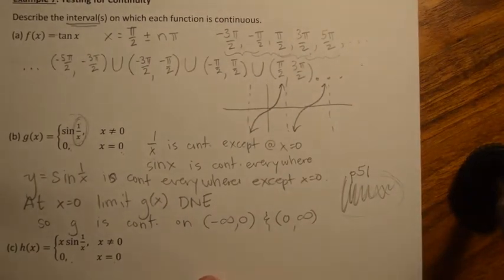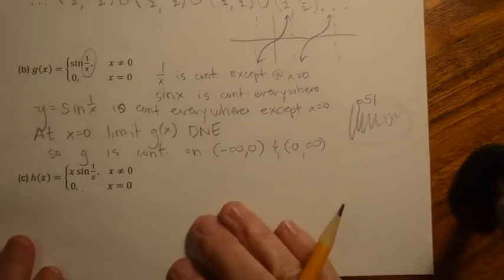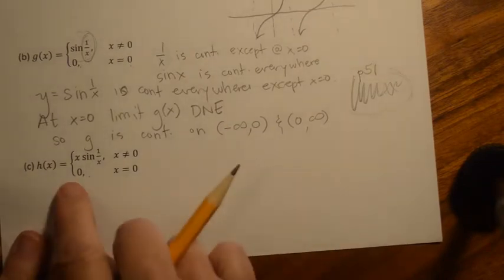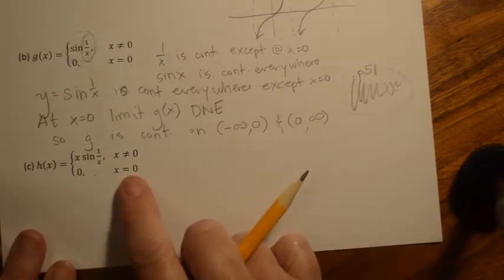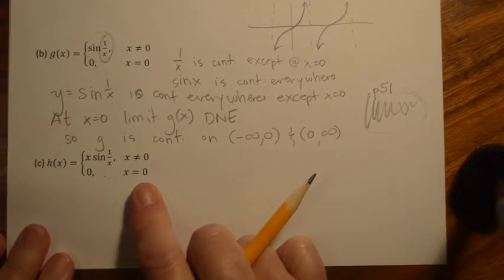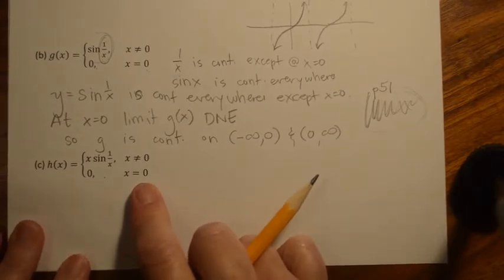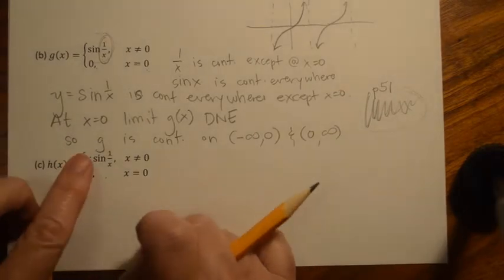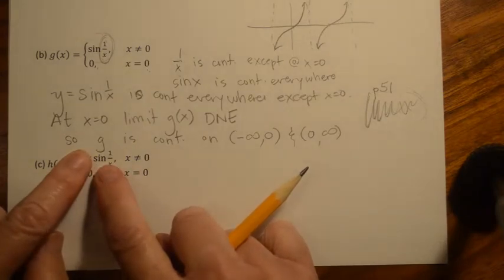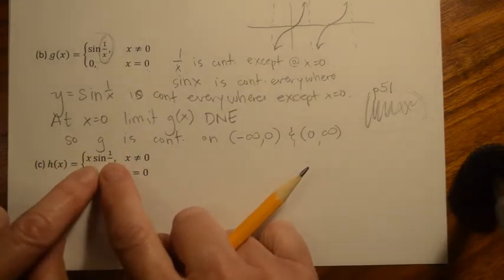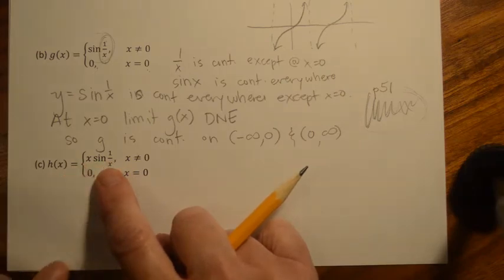Okay, last one on this page. How about this one right here, h of x? This one I would never expect you to get on your own, so that's why we're going to do this together. So we know that that is not continuous at 0, but does it change anything by having an x in front of it? It seems like that should not be enough, but let's just see.